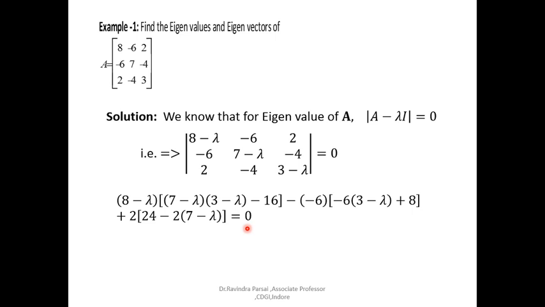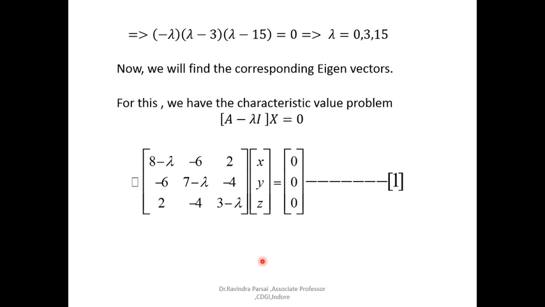Now you simplify this equation. You will get minus lambda cube plus 18 lambda square minus 45 lambda equal to 0. It is a cubic equation, and you know how to find the roots of such an equation. The roots are: minus lambda, (lambda minus 3), (lambda minus 15) equal to 0. That is, the eigenvalues are 0, 3 and 15.